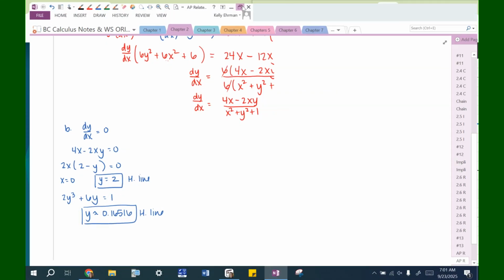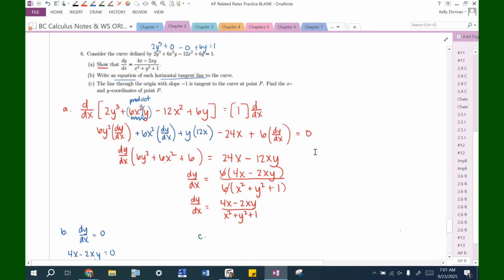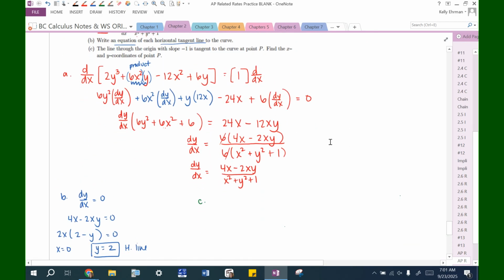All right, and part C. I think part C is kind of tricky. On problems where you read it and you're like, what? Try to write down something that you know about the problem. So this says the line through the origin with a slope of -1 is tangent to the curve at point P. Find the x and y coordinates of point P. So we have some sort of curve. I don't really know what it looks like.